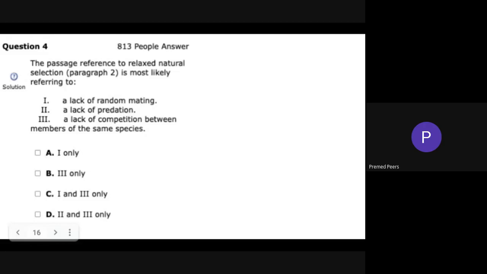Okay, and what about this one? Passage reference to relaxed natural selection is most likely referring to a lack of random mating, a lack of predation, a lack of competition between members of the same species. Which one of these did you guys put?